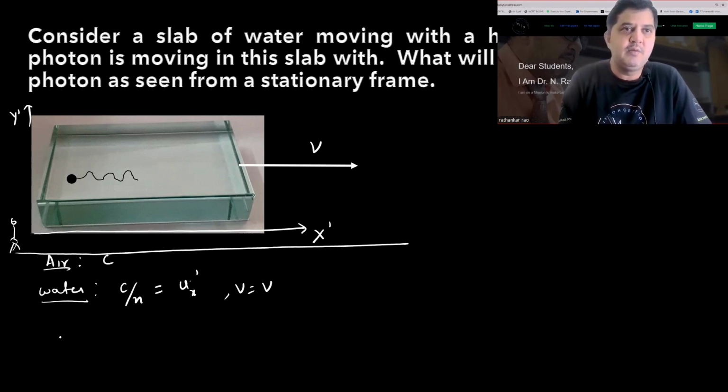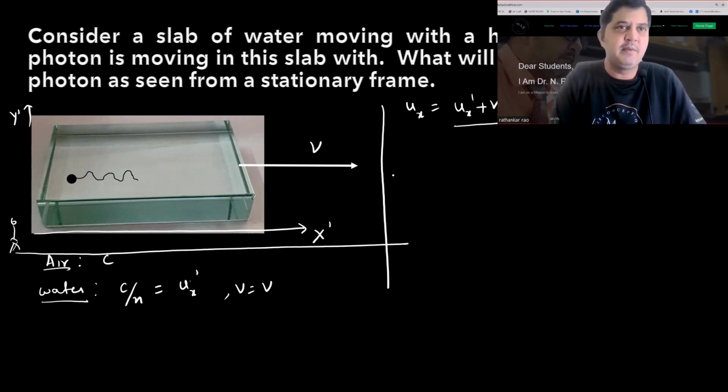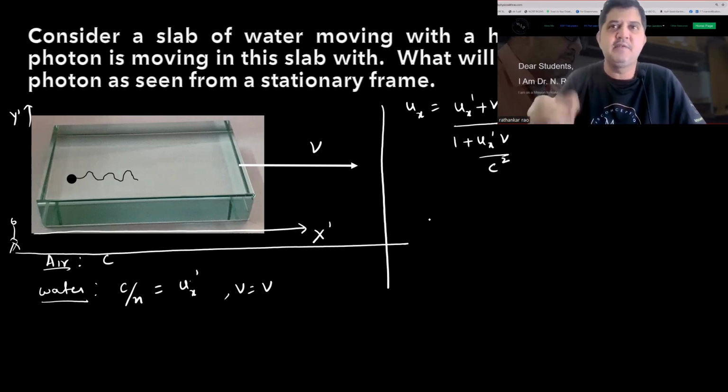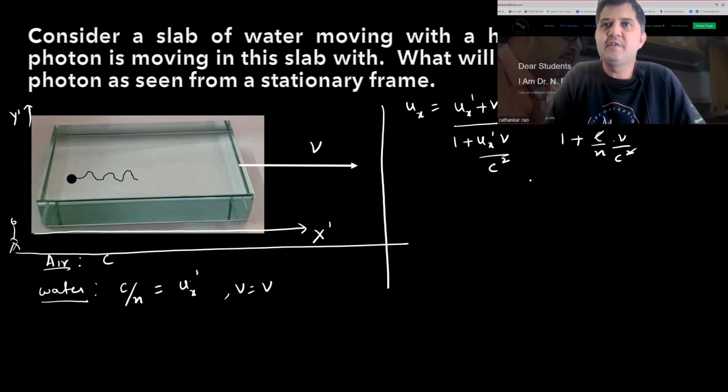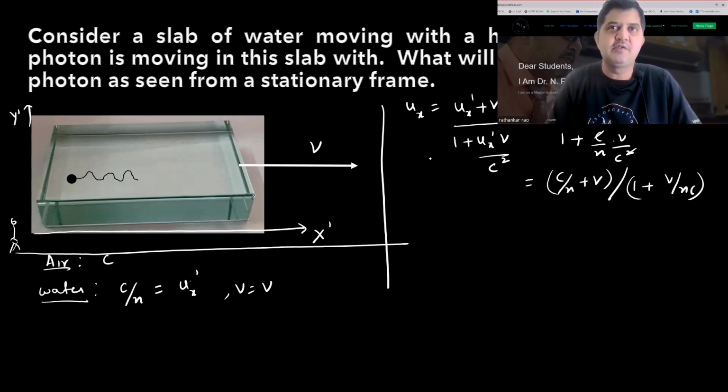So now we'll write down the Lorentz equation, which tells you ux is equal to ux dash plus v divided by 1 plus ux dash into v divided by c square. This is the equation we are going to use. Let us substitute all the values now. I get c by n plus v divided by 1 plus c by n into v divided by c square. This c square and this c go away. So I can now write this as c by n plus v divided by 1 plus v by nc. This is the formula that we need to use to calculate the value of ux.